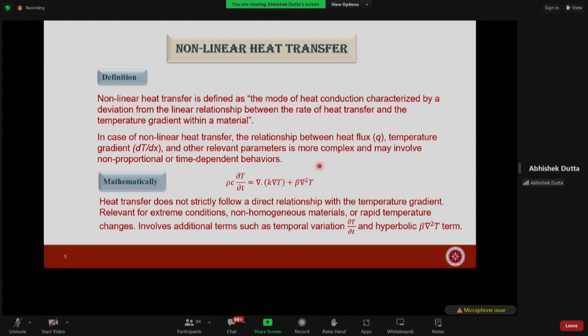So in case of nonlinear heat transfer, the relationship between the heat transfer, the heat flux, the Q, which I've already seen in the last slide, and the temperature gradient and the other relevant parameters, is a little bit more complex, and they are not proportional to each other directly, and they also do not have a direct time dependent behavior. So in this situation, you may ask yourself, where can this nonlinear relation occur? It's a very important question.